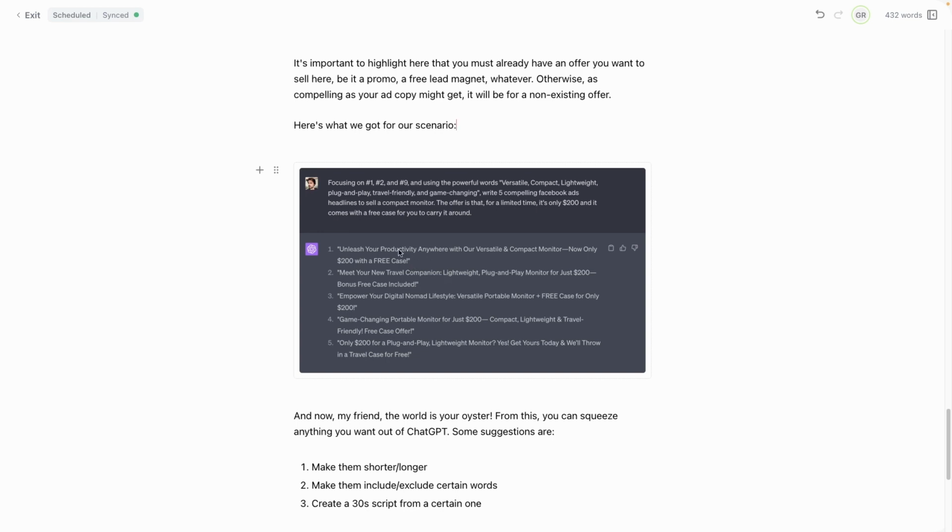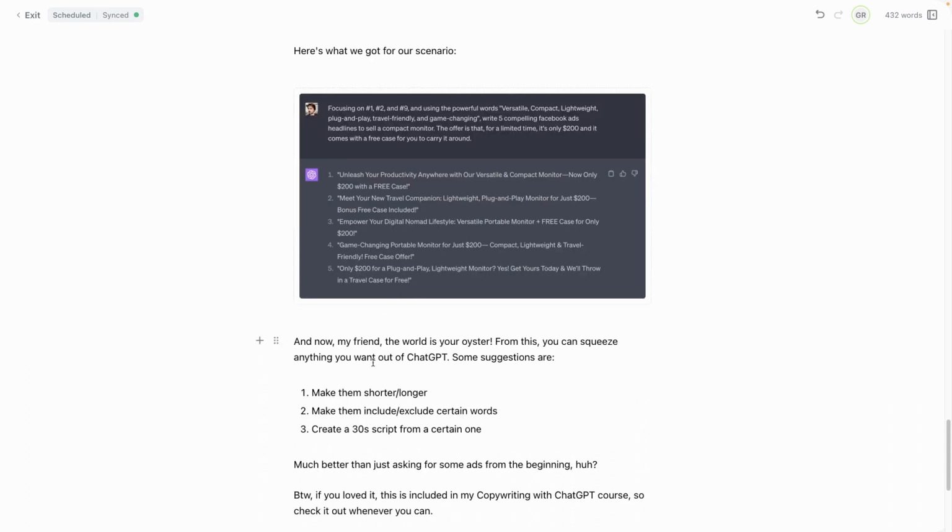What I really loved about this one was the unleash your productivity anywhere, those 4 words here, I loved them. Empower your digital nomad lifestyle, I really liked those as well. Game-changing portable monitor just for $200. Needs not to be the end, like the world is your oyster from here, you can do anything you want.